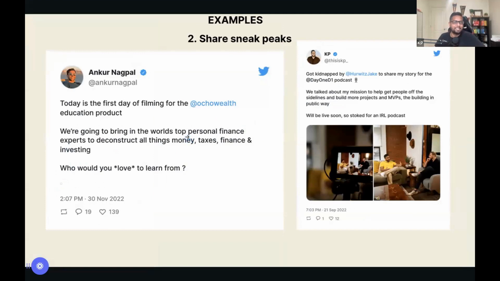That leads us to sneak peeks. Right? So Ankur does a great job, and I've done a couple versions of this, where he will say what's happening or what's about to happen, and he'll ask the audience, what do you love to see? What do you love to hear about? This is amazing. And even if you don't get hundreds of responses and replies, that's not the point. He took something mundane in his day, like he's about to go filming for some education, and he made it slightly interesting for the Twitter audience.